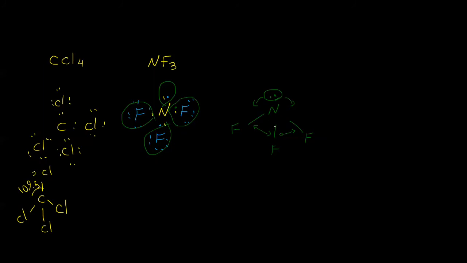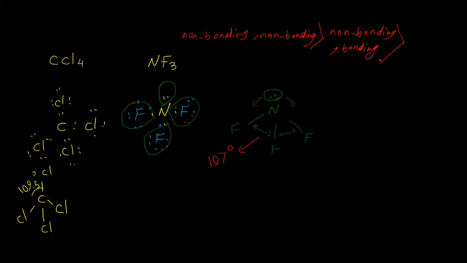So as a result, the angle here, instead of being 109.5 like tetrahedral, is actually 107 degrees. So for NF3, the shape is pyramidal and the angle is 107, and the reason is this non-bonding electron. We need to remember always that the repulsion force between non-bonding electrons is larger than non-bonding and bonding, and larger than bonding. So we go through one more example. That's H2O. Okay.